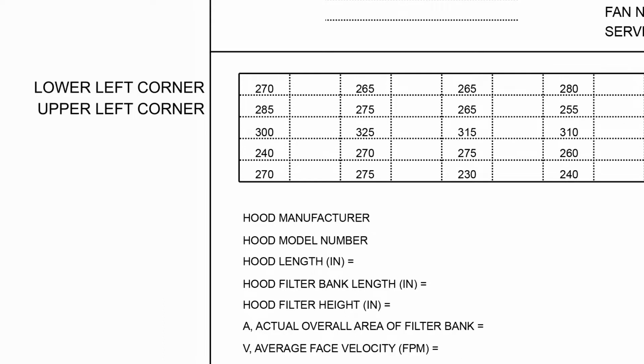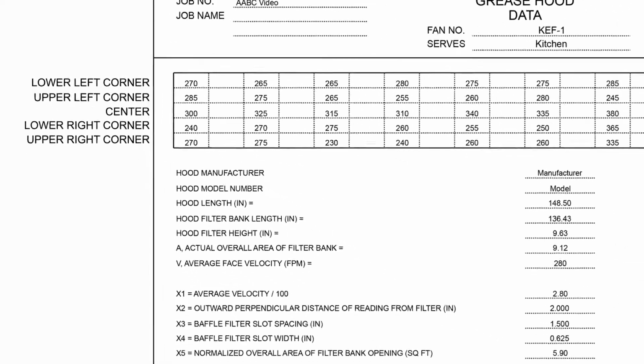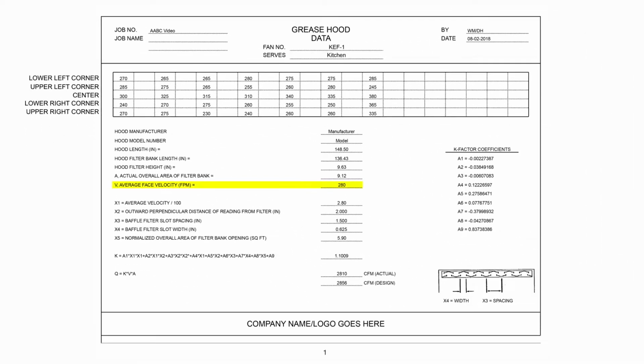Row number 3, position center. Row number 4, position lower right corner. Row number 5, position upper right corner. After all the velocity readings are recorded, the average face velocity was 280 feet per minute. Average face velocity divided by 100 was 2.80.